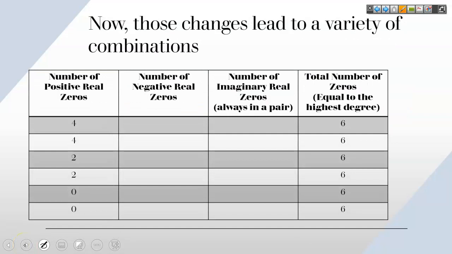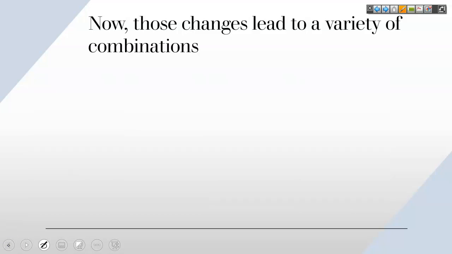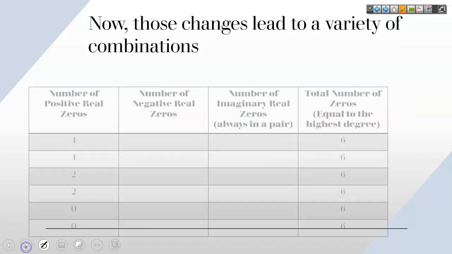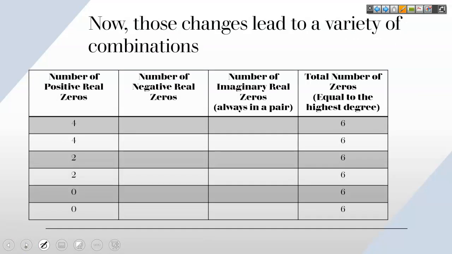So you could, and again, you don't have to fill out this chart for every problem, that would be insanity. But what this chart does is help you see why it could be the 4, the 2, or the 0. So if you had 4 positive real roots, we saw that at most we could have 2 negative. So that means that you could potentially have 4 positive, 2 negative, and no imaginary. Conversely, you have 4 positive, no negative, and 2 imaginary.